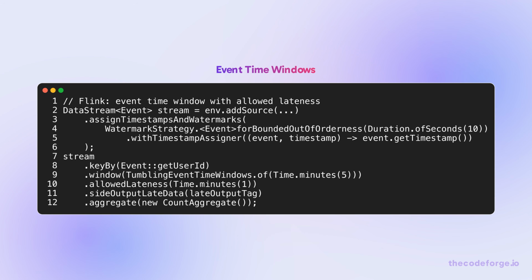Use a watermark strategy with bounded out-of-orderness. Set allowed lateness to include late events within a grace period. Use side output for late data for extremely late events.